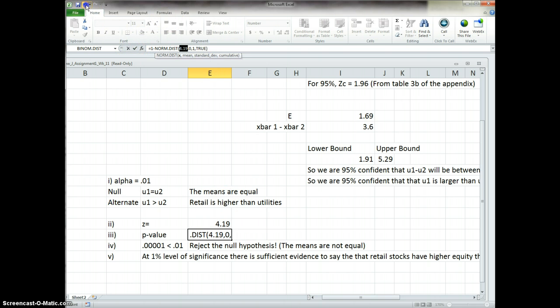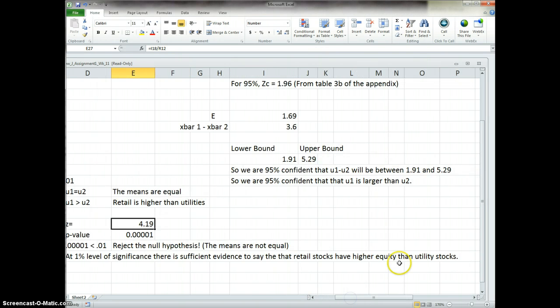You get a really small number because it's very unlikely to get a Z value this large. The p-value probability is really small. Since the probability is so small, less than 0.01, we're going to reject our null hypothesis. We don't think the means are equal. And the conclusion, in the context of our problem, is that at the 1% level of significance, there's sufficient evidence to say that retail stocks actually have higher equity than utility stocks. They're not equal.